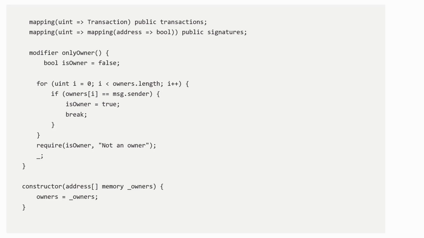minSignatures is a constant variable with a value of 2, representing the minimum number of signatures required for transaction execution. owners is an array of addresses representing the owners, the authorized parties of the multi-signature wallet.